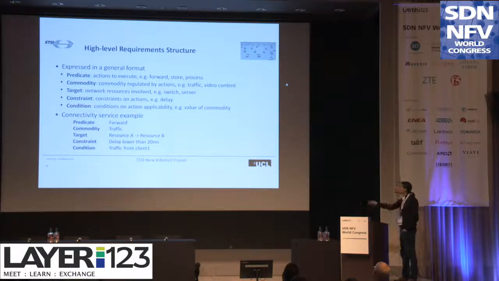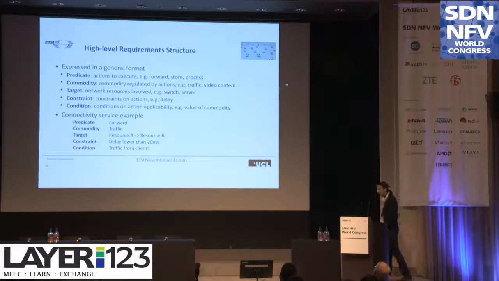So in the connectivity service example, in that case, the intent can be represented like this. So you have the forward for the predicate, the commodity is traffic, you have two endpoints, you have the constraint of the delay, and then you have the condition being the traffic that comes only from a specific client.